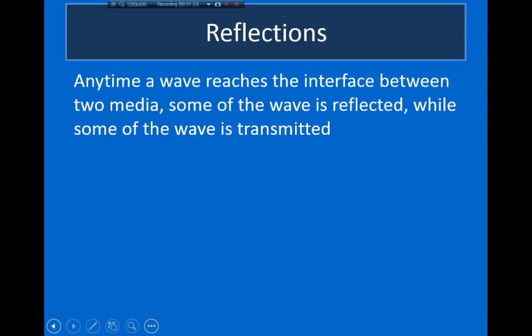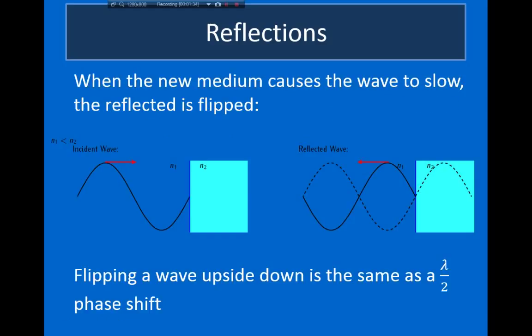Whenever a wave reaches an interface between two different materials, some of the light will be reflected off of that surface and some of the light will be transmitted through. And that light that gets reflected off, sometimes that will be flipped upside down and sometimes it will remain right side up. Whenever you have light that moves from a material with a lower index of refraction into a material with a higher index of refraction, the reflected wave will be flipped upside down. So whenever you're moving from a material where the wave moves faster into a material where the wave moves slower, that reflected light will be flipped upside down.